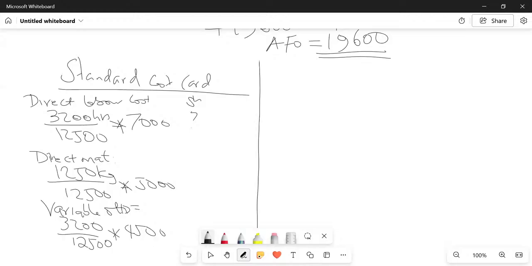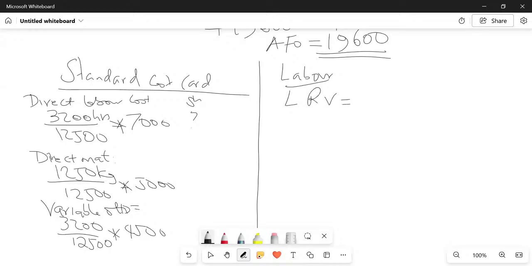Do we have actual production in this question? Do you know how many kilometers at the end of the day they actually did? Now, we can either begin with the material price, but when you look at this very well, they started with labor. So let's start with labor rate variance.